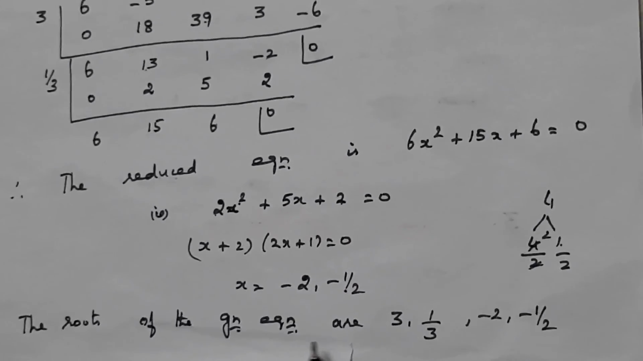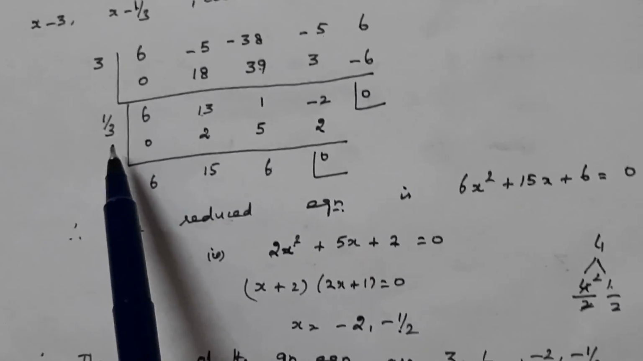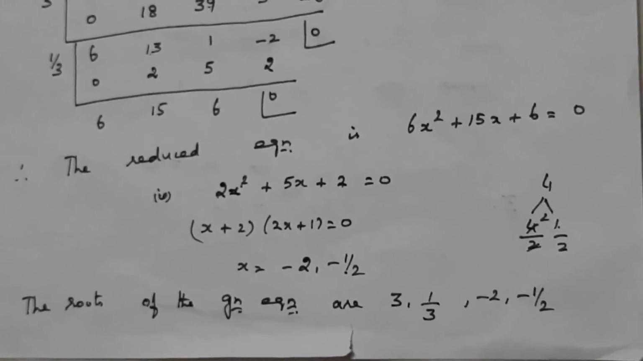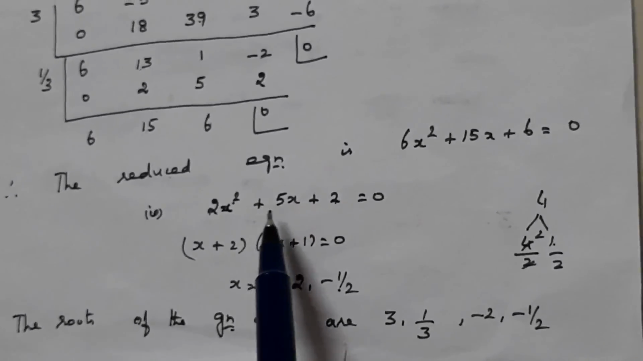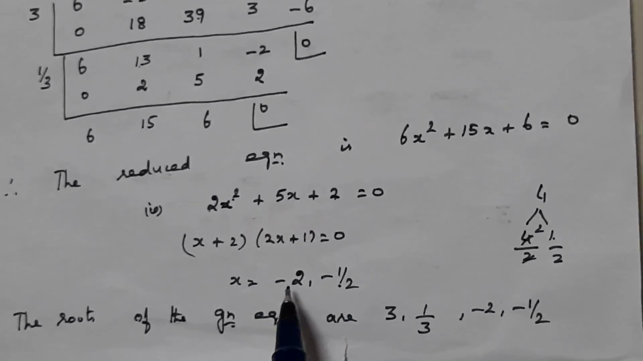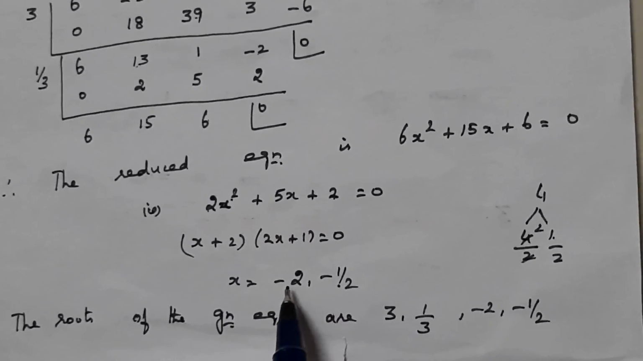So what would be the roots of the given equation? 3, 1 by 3 and minus 2, minus 1 by 2. So if the coefficient of x is positive, we will get the roots as negative. If it is negative, we will get the roots as positive.